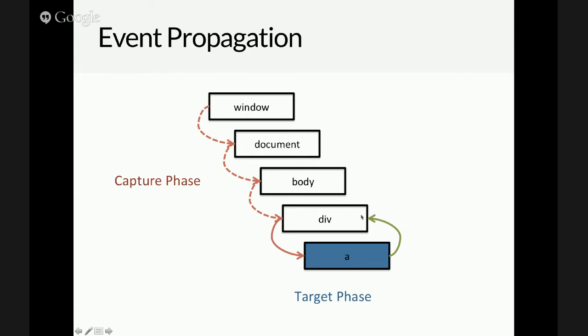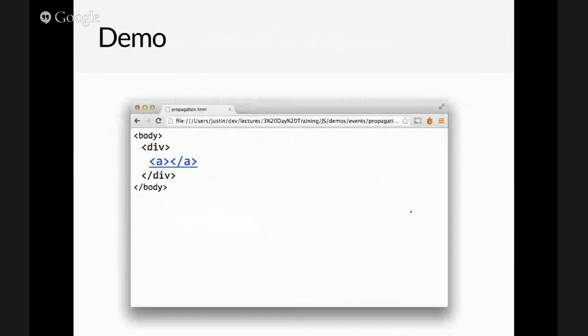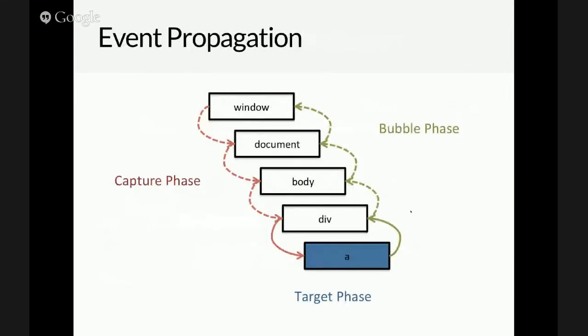And then it will fire off the divs' registered event handlers that have false, because they're listening on the bubble phase. It will then do the bodies and the documents and the windows, and then it actually does the default behavior at that point, as long as no one has called preventDefault. I'll come to the demo in a second. So this is what's called event propagation, this process by which the event moves from the window down to the target, and then from the target back up to the window.